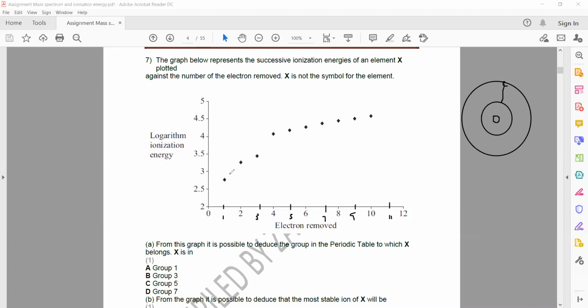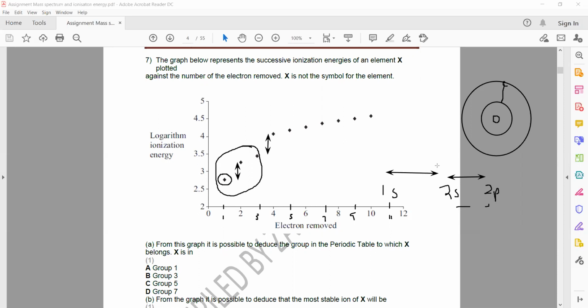How can you identify it? Look, you remove one electron, then when you remove the second electron, there's a jump, a gap. But when you remove the fourth electron, there's also a jump. So what does it mean? It means that this jump is due to a change in the orbital. Why? Because, for example, if I remove an electron from the 2p orbital, I need a smaller amount of energy as compared to the 2s orbital. So when the orbital changes, there will be a small difference in ionization energy. But when the shell changes, there will be a greater difference in ionization energy.